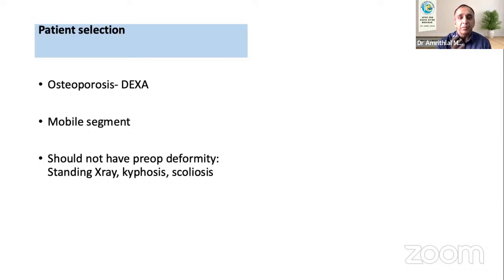Make sure that it is a balanced cervical spine where there's no kyphosis or scoliosis, and ensure that the segment which we are replacing with a disc arthroplasty is a stable segment. We don't want undue forces to be acting on the arthroplasty.